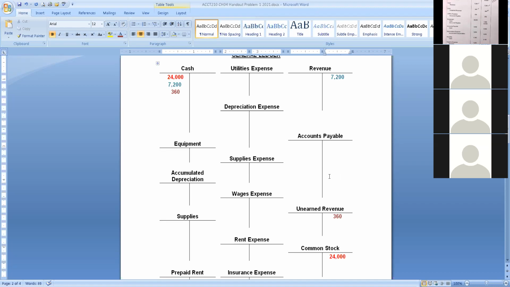All right, and utilities expense, 576, I'm sorry. Accounts payable, oops, 76. And I'll make those, how about kind of a turquoise, you know, orange. Okay, so that'll be orange.